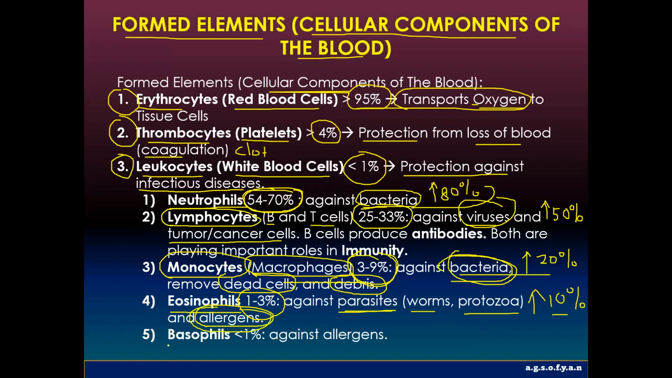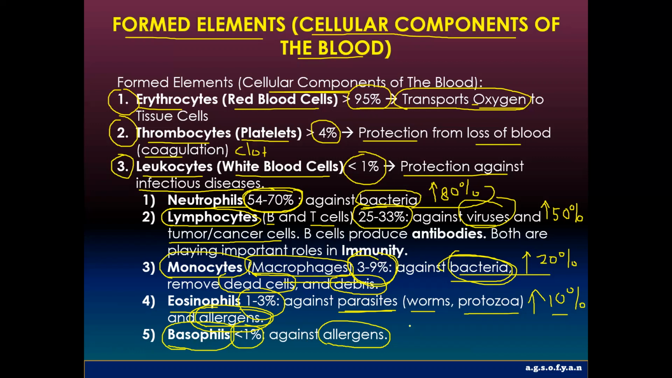And the last one, the least abundant one, is called the basophils. It is less than 1% in our blood. And the main function is also to fight against allergic reactions. It is also the one that causes the inflammation in our body, if we have, for example, infections or maybe damage in our tissue.